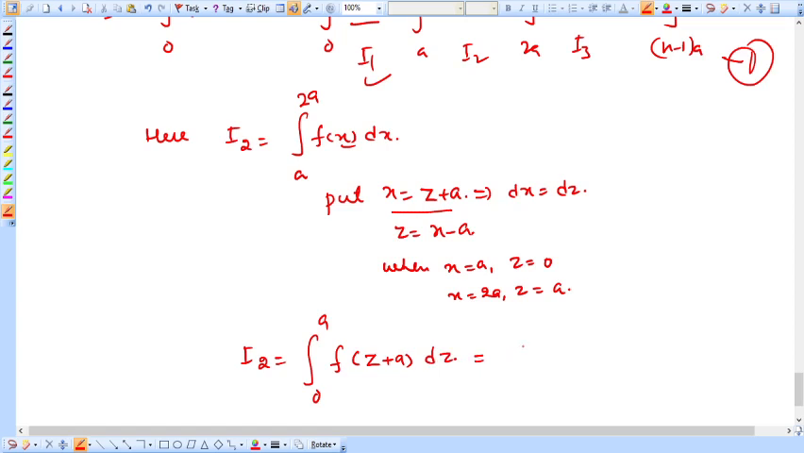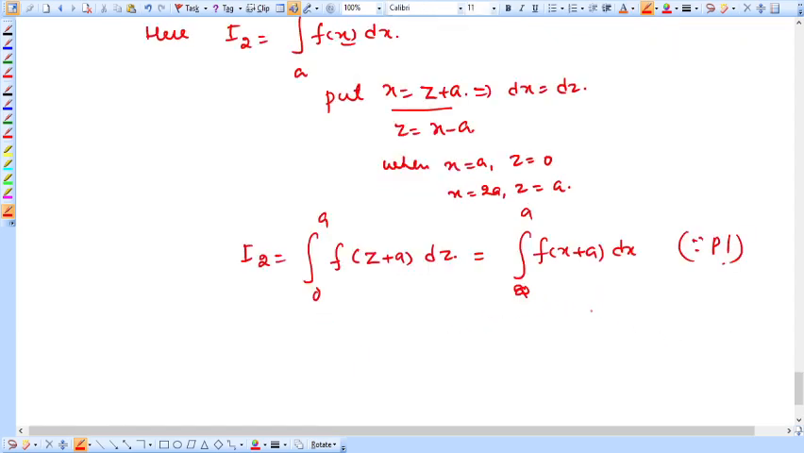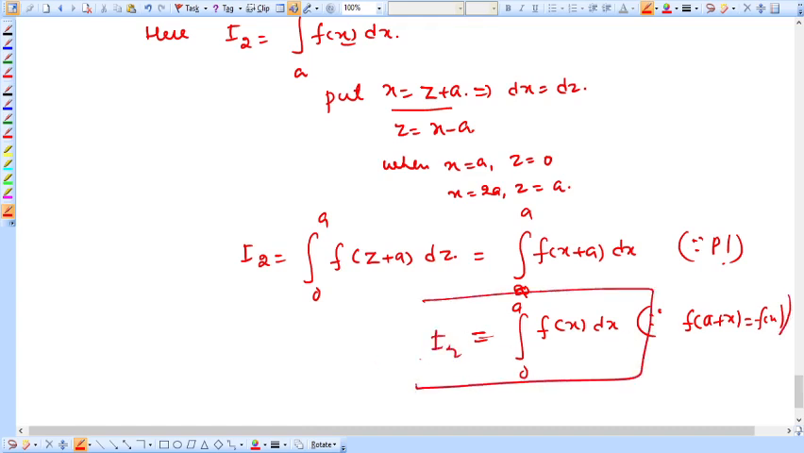So can we now change the variable to x? Yes, by property 1. So integral 0 to a of f of x plus a dx, because of property 1, right? So also we can write it equal to integral 0 to a of f of x dx, because given f of a plus x is equal to f of x, this is given. So therefore I2 is equal to this, okay.